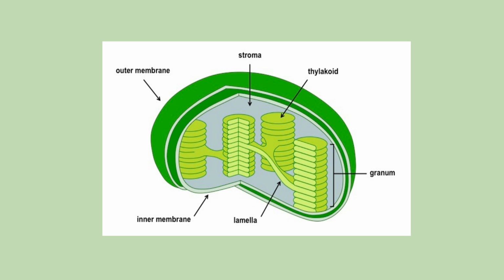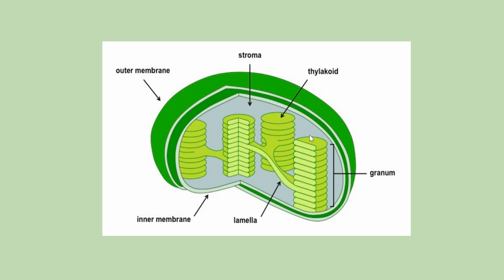This is the structure of a chloroplast, which is mainly present only in the plant cell. And if you observe this chloroplast cell organelle, it has two membranes, the outer membrane and the inner membrane. And inside the chloroplast, we can see there are two main parts. One is the thylakoid, and the piles of thylakoid form the granum.